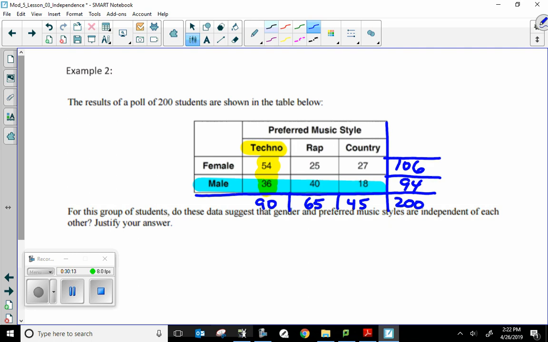All right. So now that we have our totals, we could pick either way. We can do the product way, but when we have a table, I like to do the given way. So the probability that someone likes techno, given they're a male, does that equal the probability of just techno? Are they independent of each other? Let's see.